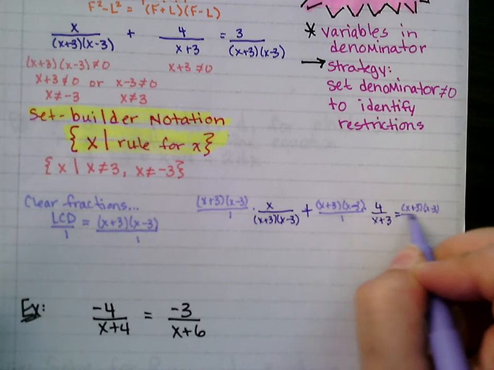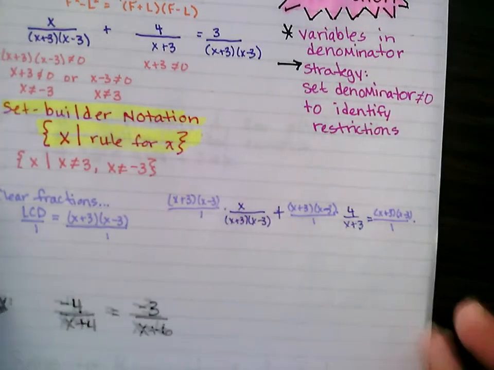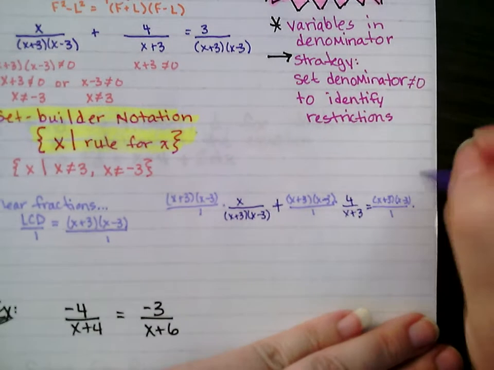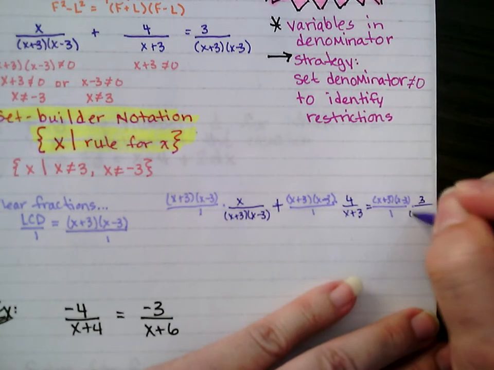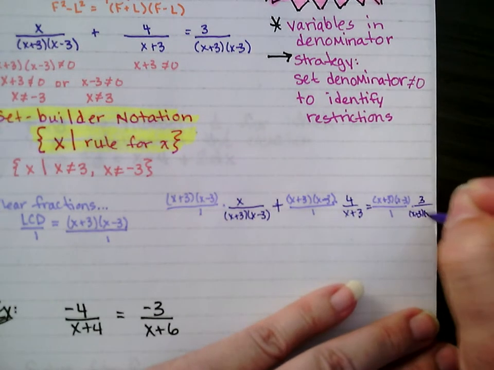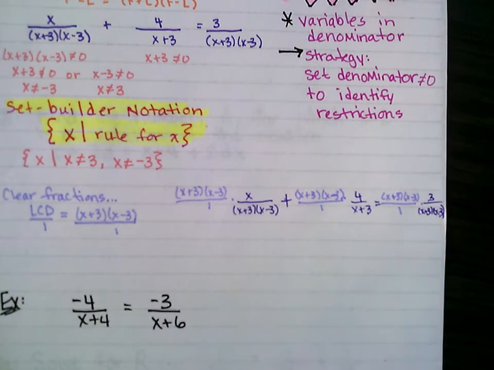I'm running out of room a little bit. This happens to me a lot. Don't be surprised. x plus 3, x minus 3. Okay. Hopefully you can read that.